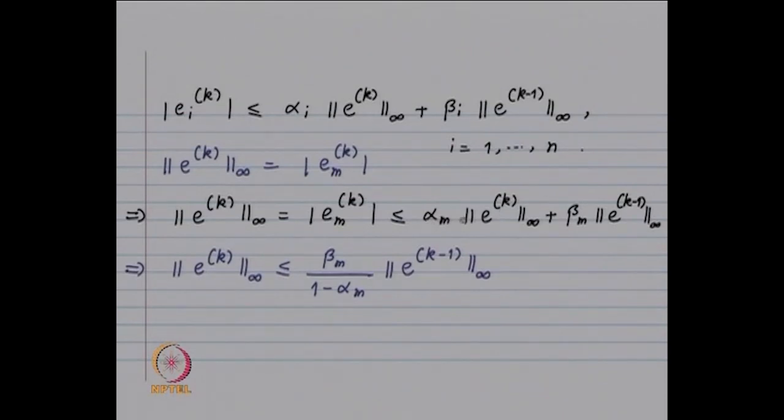So, take this term on the left hand side and you will get norm e^k infinity less than or equal to beta_m upon 1 minus alpha_m into norm of e^(k-1) infinity. We will be assuming that alpha_m is less than 1, so that 1 minus alpha_m will be bigger than 0. So, it will preserve the inequalities when you are dividing. We have to make sure that 1 minus alpha_m is not equal to 0. So, we have obtained an estimate: norm e^k infinity is less than or equal to beta_m upon 1 minus alpha_m times norm e^(k-1) infinity.